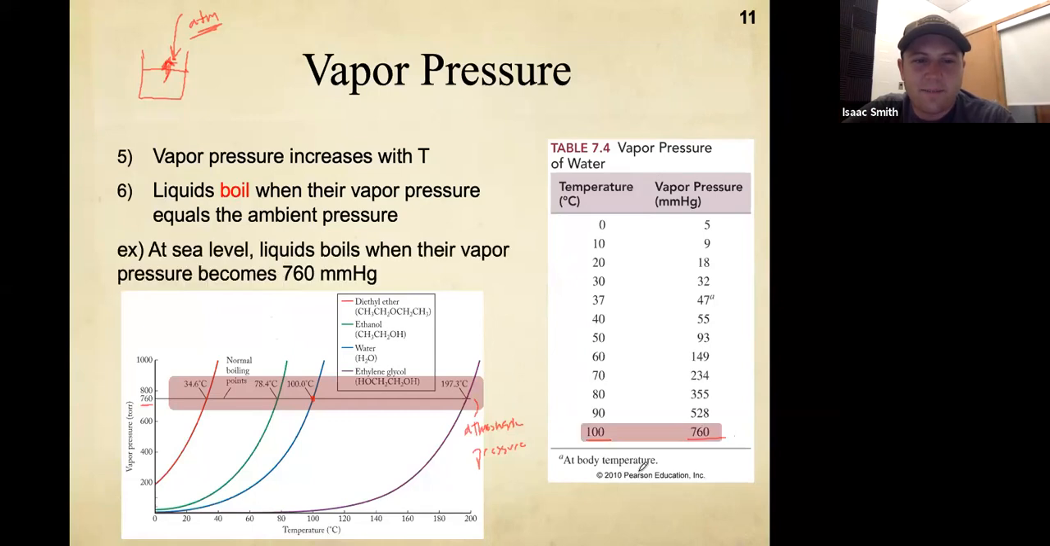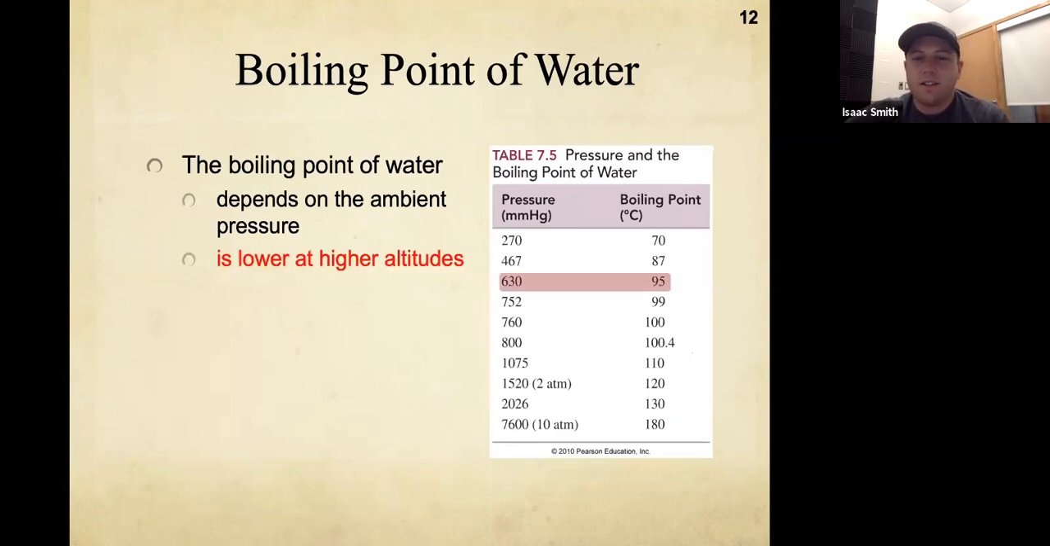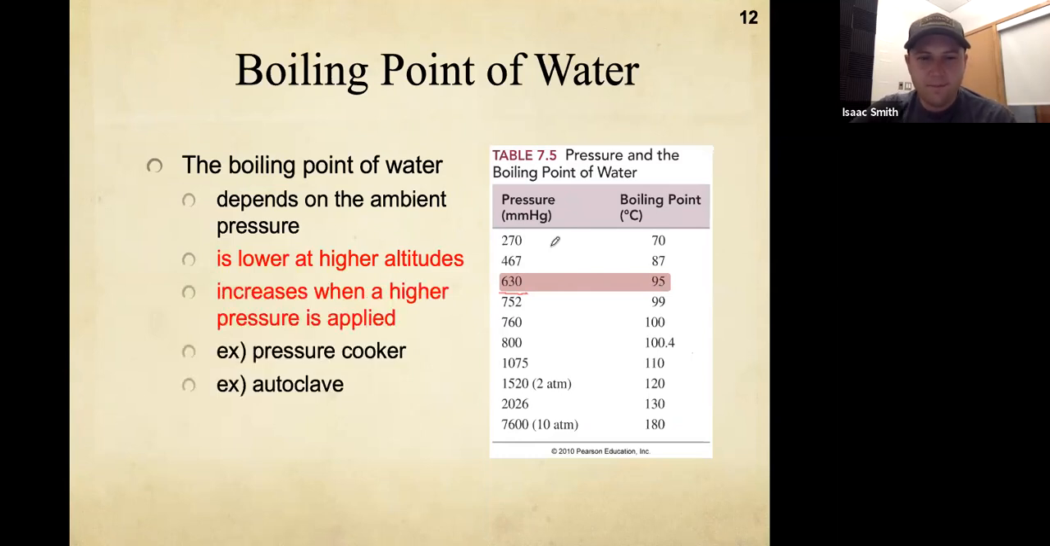We talked about that. Okay, so I think the next slide might talk about it. Boiling pressures change depending on your altitude, okay? So the boiling point of water, you can see, is actually 95 degrees Celsius when the pressure is 630 millimeters of mercury, or torr.